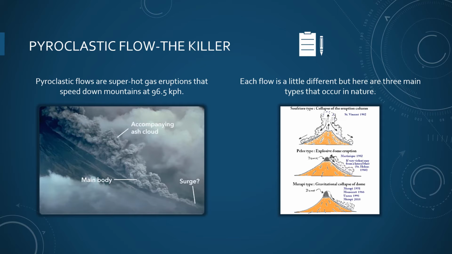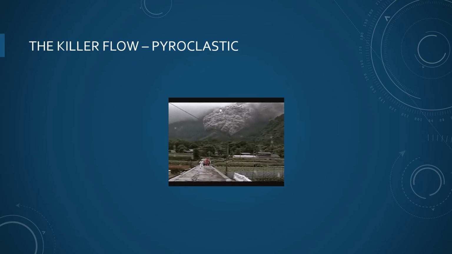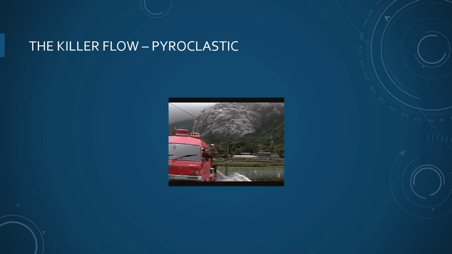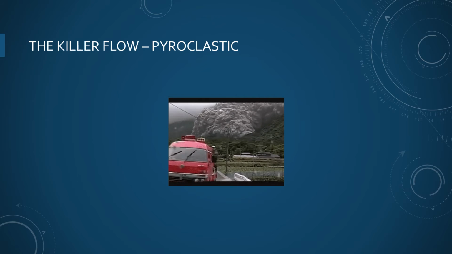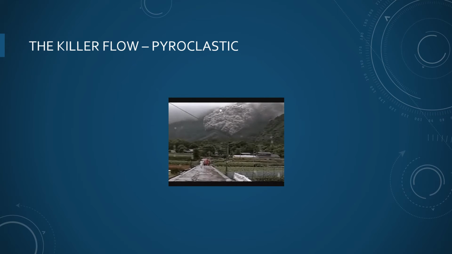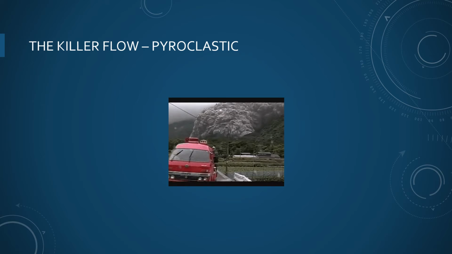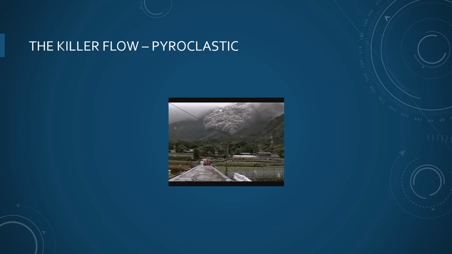So what does this look like in real life, in nature? This is a pyroclastic flow in action. This was taken in the Philippines, if I remember correctly. May have been Japan, but I believe it was the Philippines. And you can see the hot gases. That's gas. That's not lava. That's not liquid. That is hot, super hot gas and ash moving down the side of the mountain.